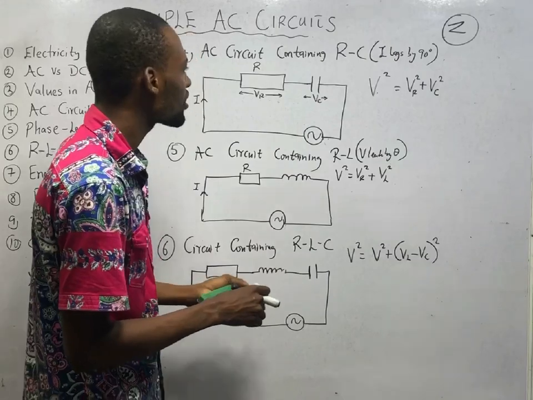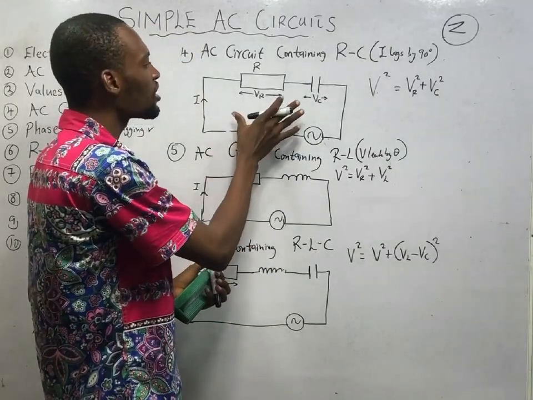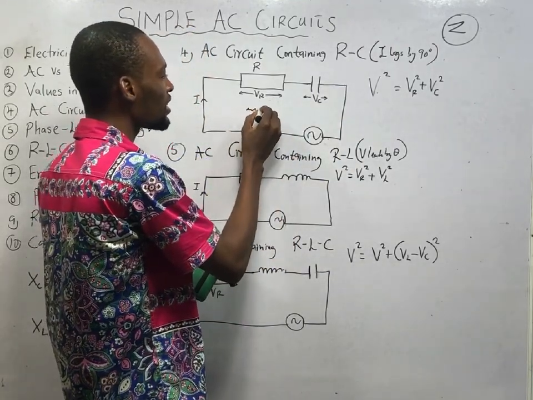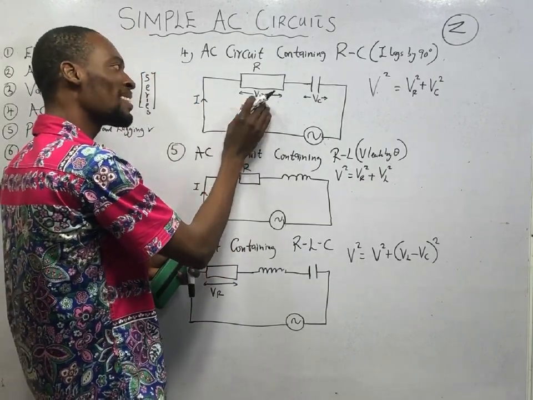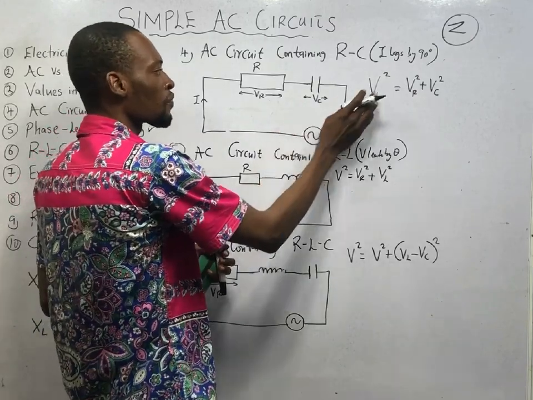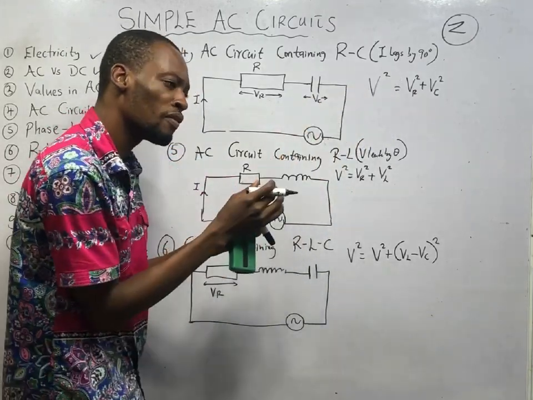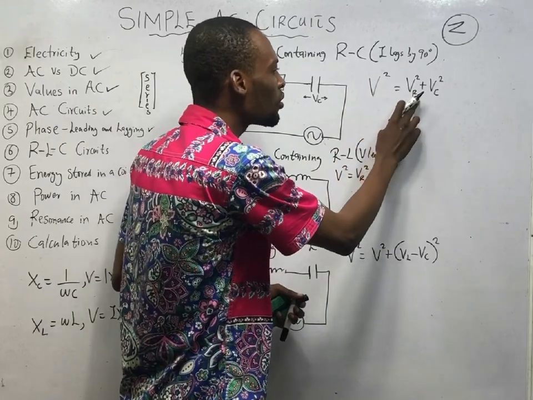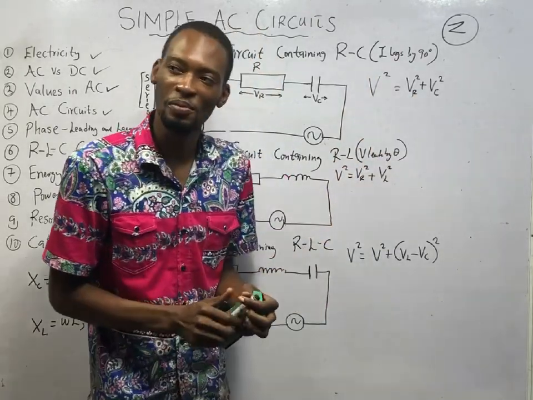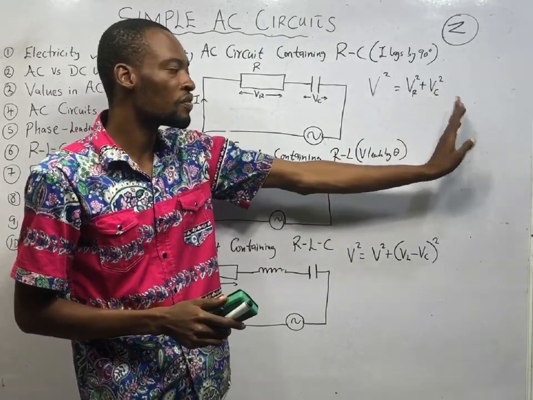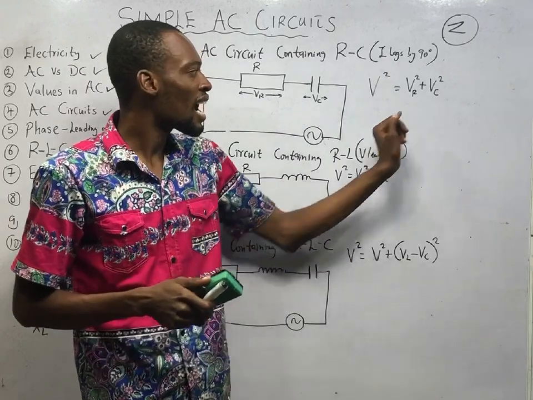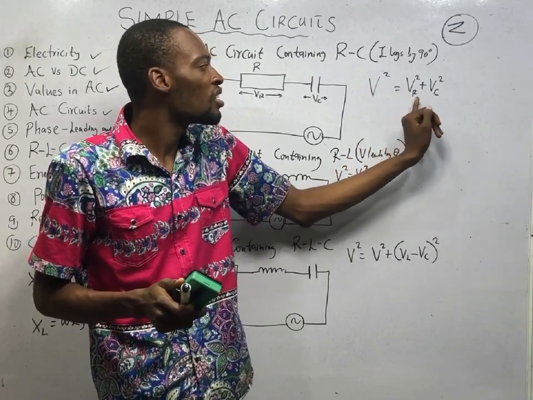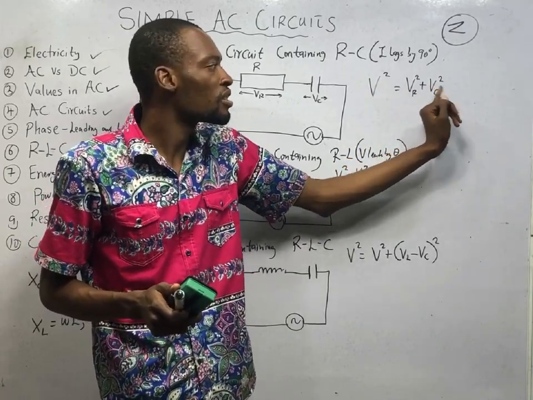What happens? In series circuits, the voltage flowing is simply the sum of the voltage across the resistor and the voltage across the capacitor. This is the resistor. You can also represent resistors by this. So this is the voltage across the resistor. This is the voltage across the capacitor. So the voltage, or the root mean square voltage, or the vector voltage, is simply V_R plus V_C. So this is obeying Pythagoras theorem. V squared is equal to V_R squared plus V_C squared. The sum of the voltage across the resistor and capacitor together is V. So the square of V is equal to the square of V_R plus the square of V_C.